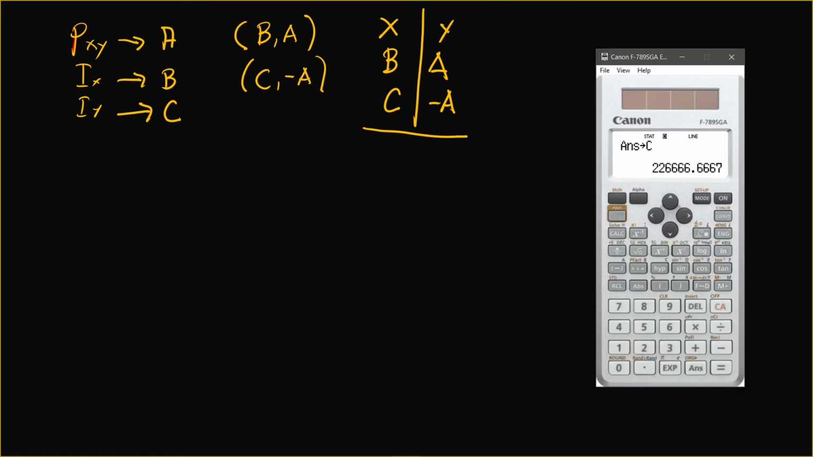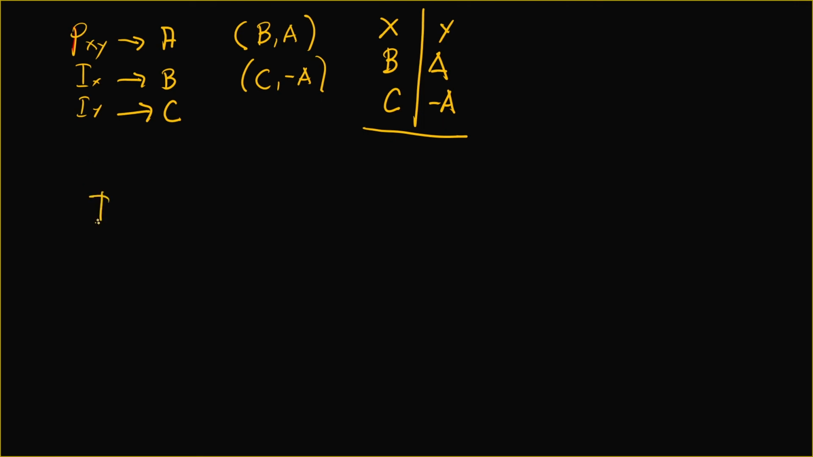Mode 3 again. Turn off the frequency. X, Y: B, C for X, and A and negative A for Y. Then press equal. I need the maximum I, the minimum I, the radius, and the theta. Sir, is it always frequency and area? No, there is no frequency.